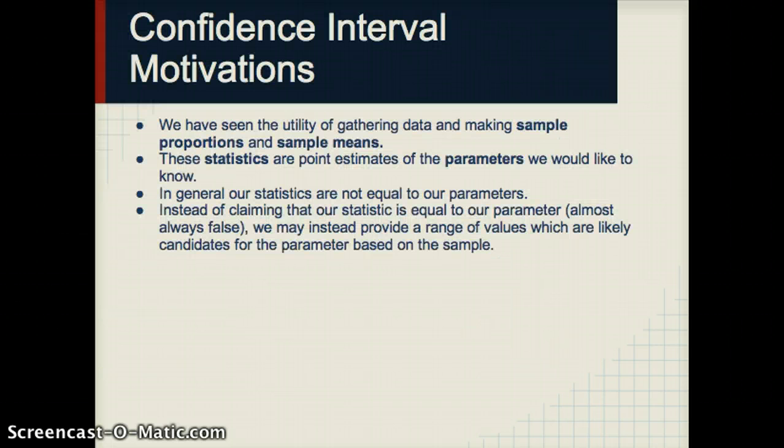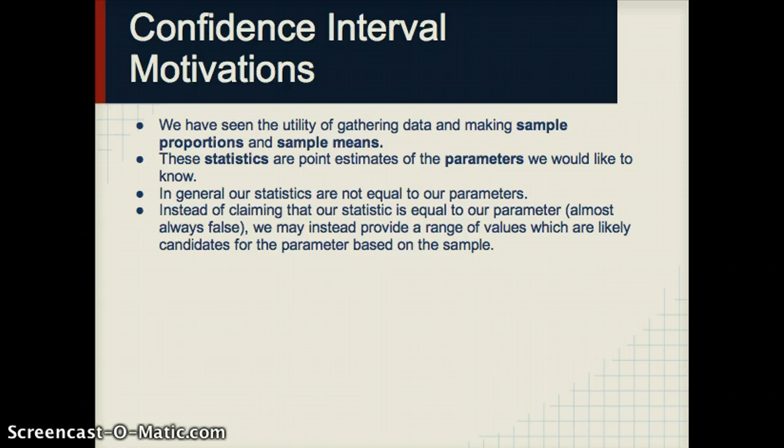We have parameters and we have statistics. Our statistics are estimates of our parameters. Think about a sample mean as an estimate of the population mean. I want to know the average height of all adult males, so instead I just get a sample, because that's all I can get. But in general, we know our samples are not quite equal to our parameters. There's some error going on there.